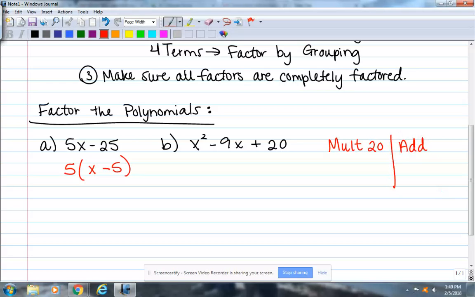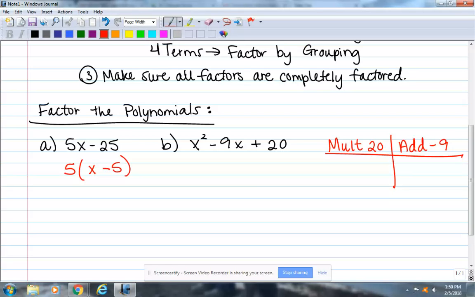You're ahead of me. What's the middle term? Negative 9. Okay, we got to keep it slow. First examples for sure, okay? Sorry. So now we want to list some factors of 20, and we want to run across one that will add to make negative 9.